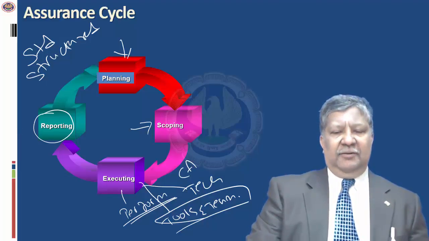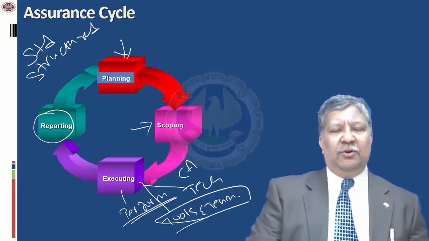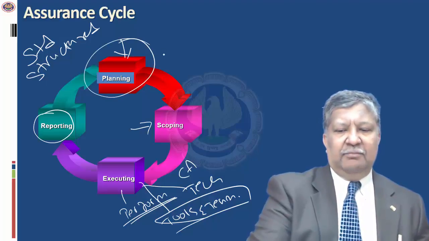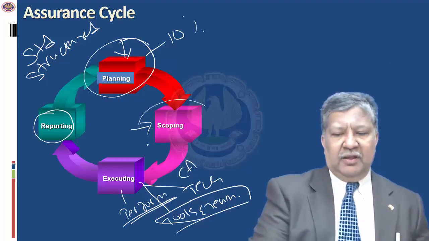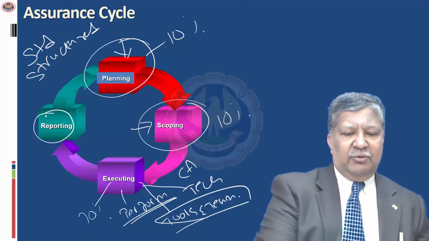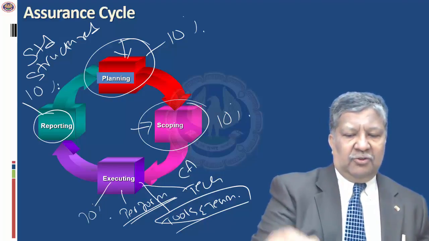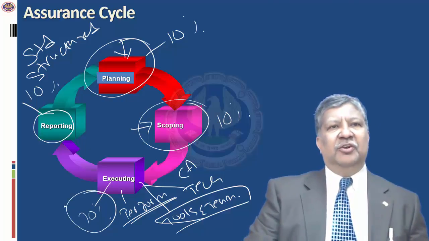Another important distinction is in the case of a typical audit, which is of a general compliance nature, let's say a tax audit or VAT audit, the time you spend on planning probably could be only 10% or less. The time you spend on scoping could be less than 10%. The time on execution could be around 70%, whereas the time you spend on reporting could be only 10%. So if you look at actual execution, more than 70% of the time is spent in execution.